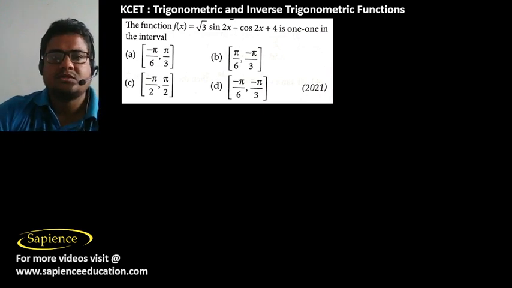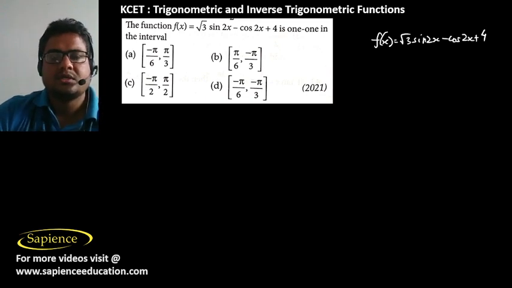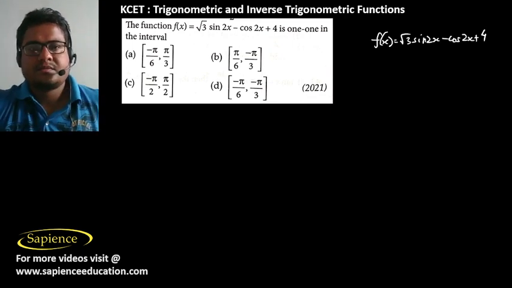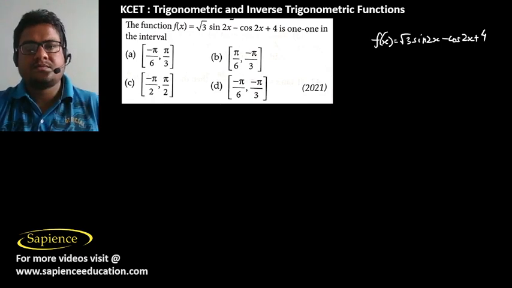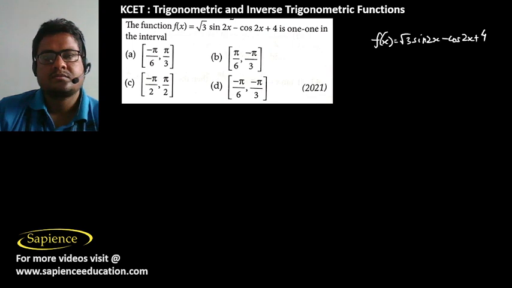Then we have to find, for the function f of x equals root 3 sine 2x minus cos 2x plus 4, in which interval it is 11. In which interval it is 11, that we have to find. F of x is 11 in which interval?